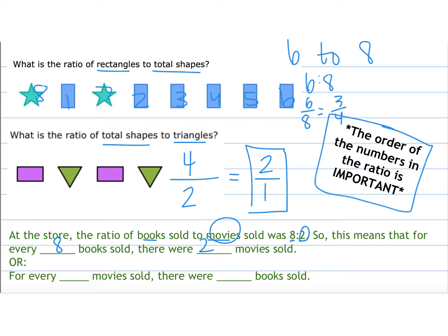Or for every, now they switched the order on us. So they have movies listed, which was the second number. So there's 2 movies. Books was the first number, so 8 books. So in the sentence, we can switch it, but just remember which number goes with which item based on how it was listed first.